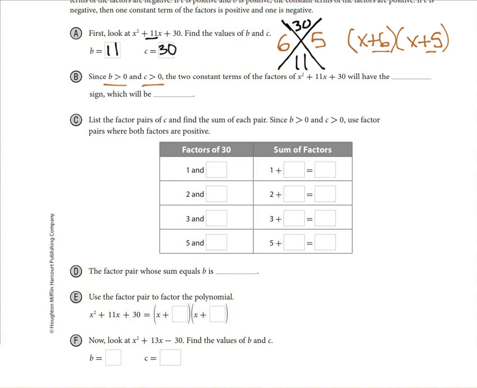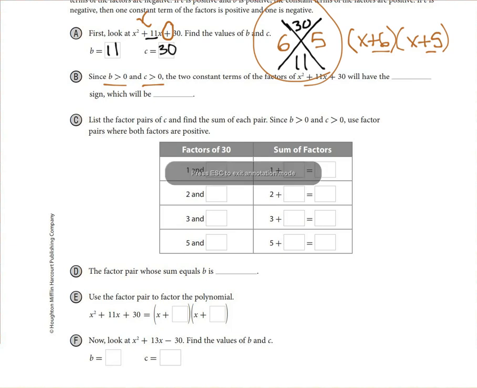If c was greater than 0, in other words if this was positive, but this sign right here was subtraction, meaning b was less than 0, then both of the signs in the parentheses would be subtraction. But that's a step that's not necessary if you just find two numbers that multiply to the top number and add to the bottom number when you make the x. Then that will determine whether you should have pluses or minuses in your parentheses.